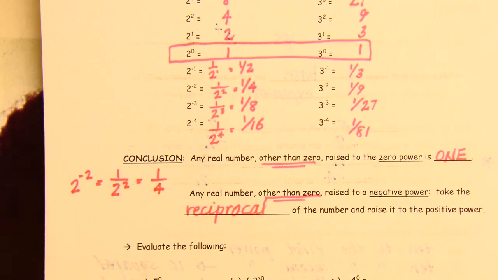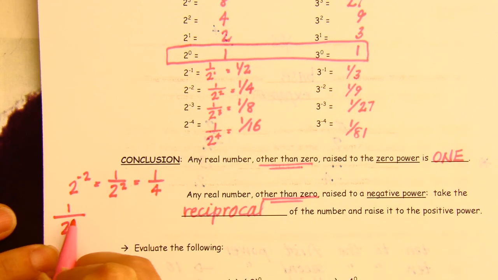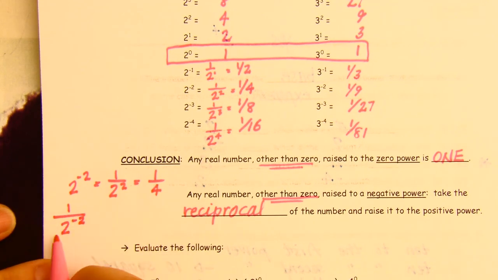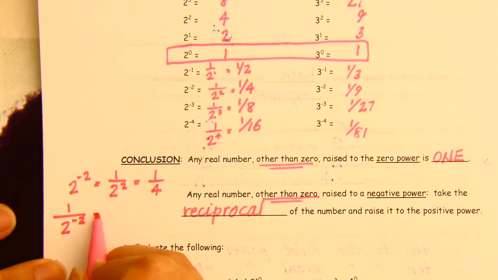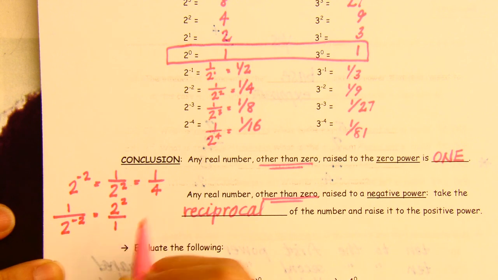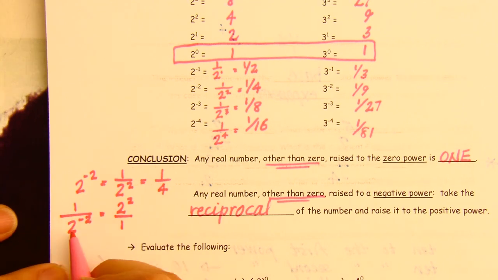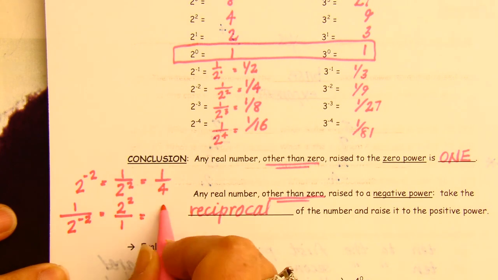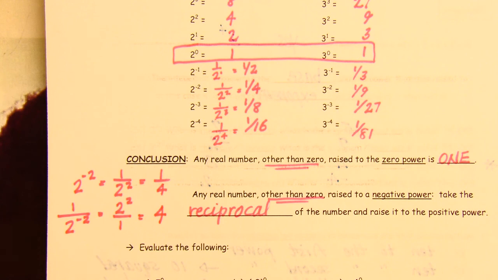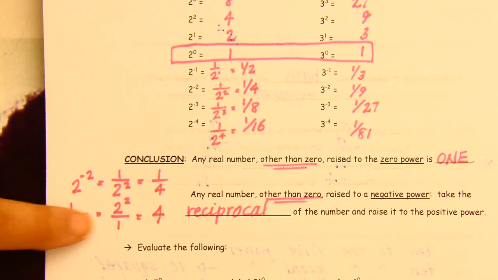Well, suppose maybe we had 1 over 2 to the negative 2 power. I'm going to move this up to the top, and that's going to become 2 squared over 1. I'm not going to move this one because this one already has a positive exponent. This in the denominator is really 1 times this, so that's why that 1 is there. And 2 squared is 4. 4 divided by 1 is 4. So again, wherever it's negative, if it's negative in the numerator, move it to the denominator. If it's negative in the denominator, move it up to the numerator.